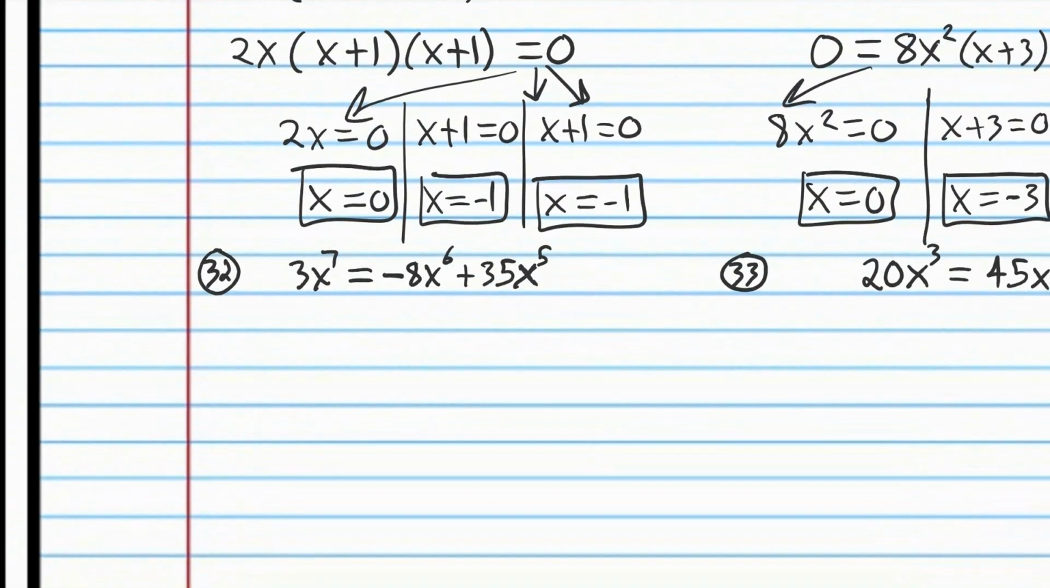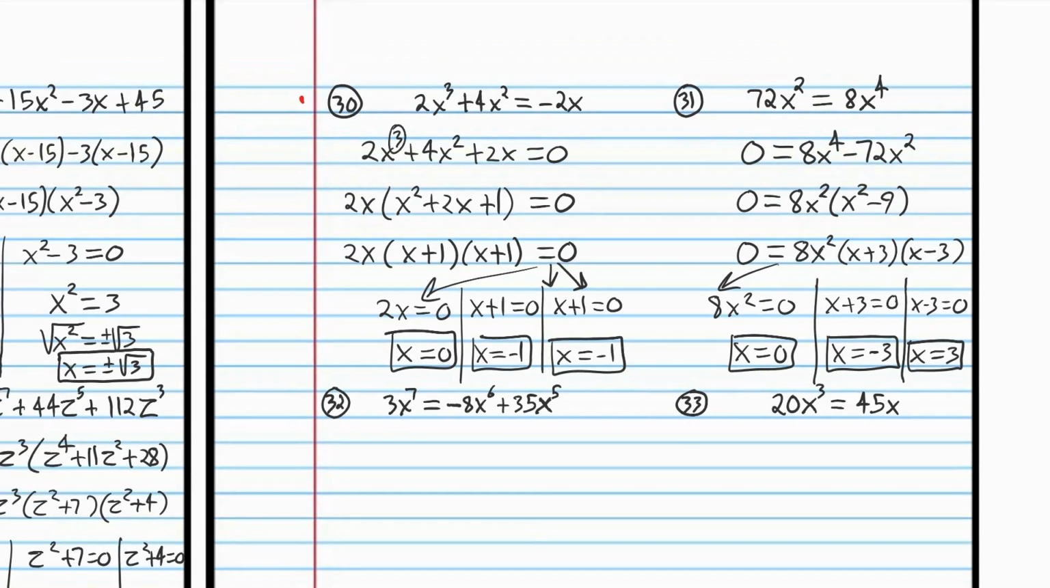You can put it on the left side or you can put it on the right side. Again, I told you the left side is going to be easier because the leading coefficient is going to be positive. But whatever you do, you have to write the powers in descending order, or else you're not going to be able to factor it. It's not going to look right.